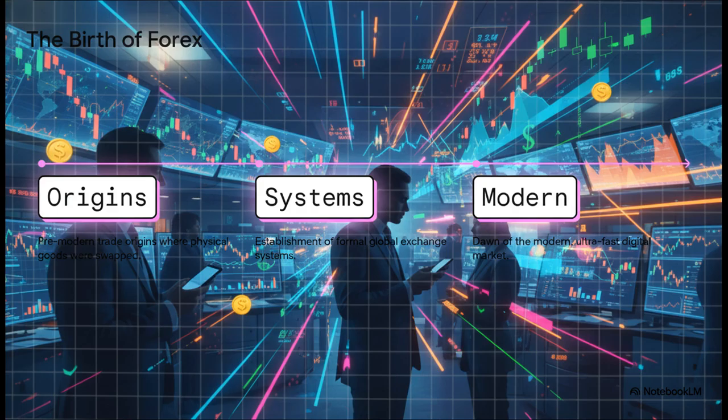You know, this market didn't just magically appear overnight. It's actually evolved big time. We're talking from pre-modern trade origins, where people were quite literally swapping physical goods, to the setup of formal global exchange systems, right up to the ultra-fast, modern digital market that we see on our screens today. It's basically a living, breathing network that just kept adapting right alongside human civilization.